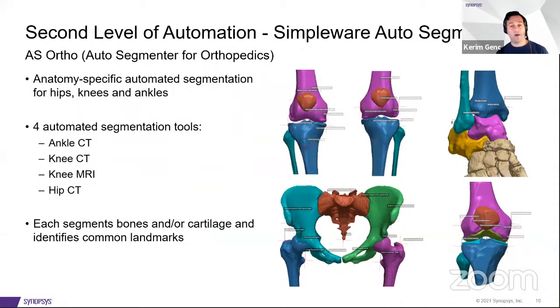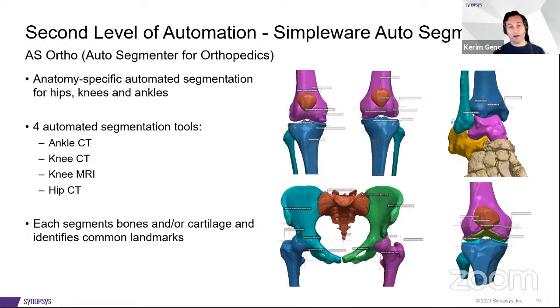And now we get into what we call our second level of automation, which is these machine learning based auto segmenter tools. The first one is called AS Ortho. These are tools we've built from data we've sourced and trained on ground truth. These are anatomy-specific automated segmentation tools and landmarking. You can see all the landmarks shown there, those are automatically picked off.